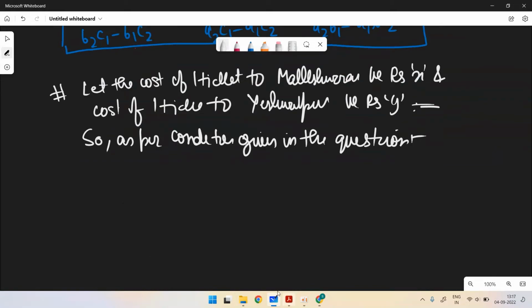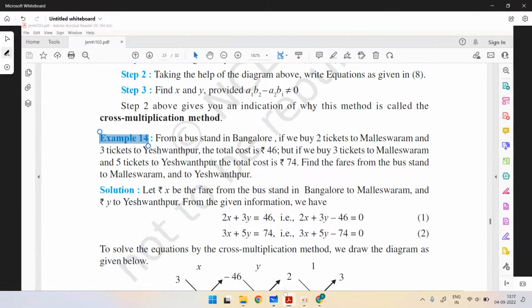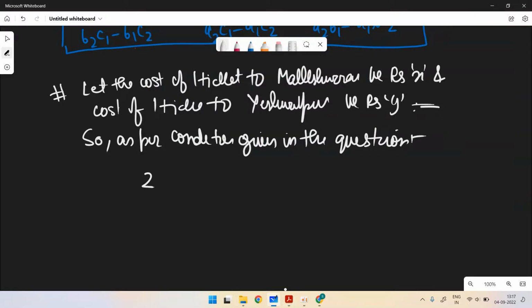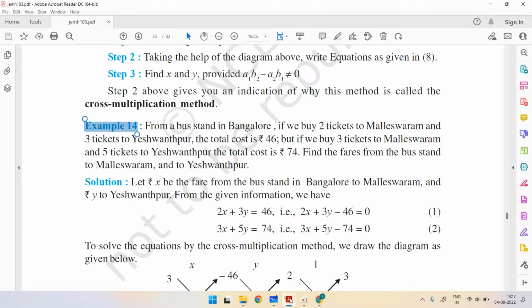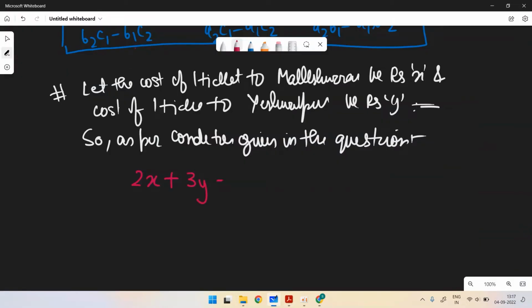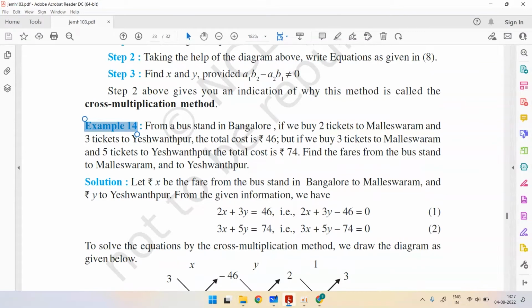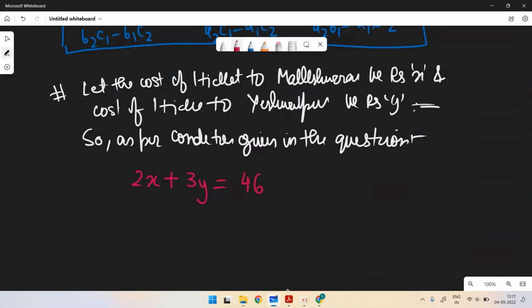The condition is that if we buy 2 tickets to Malleswaram, this is 2 into x. X is the cost of 1 ticket to Malleswaram. 3 tickets for Yeshwanthpur is 3 into y, nothing but rupees. It costs rupees 46 in total. Do not take it as one. I'm directly writing here. You write in the next step: 2x plus 3y minus 46 equal to 0. Now this is my first equation.